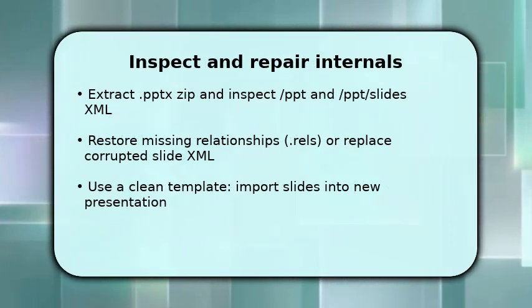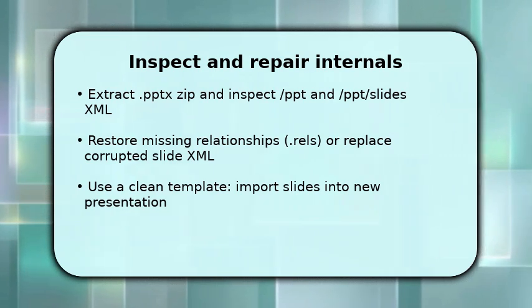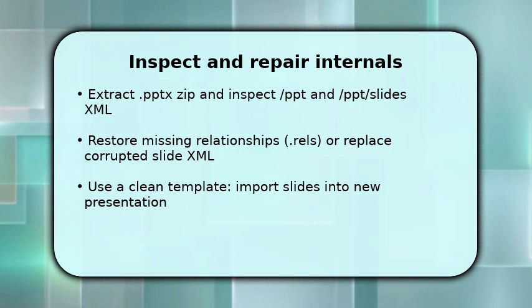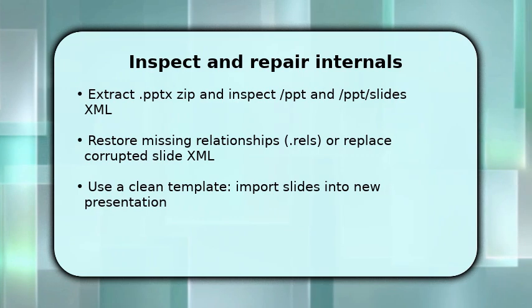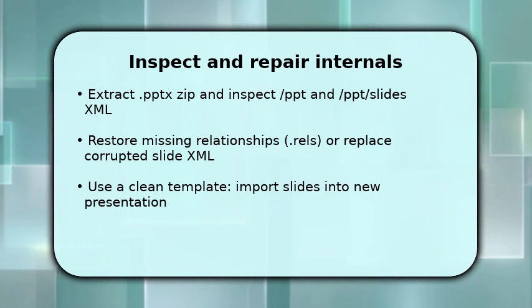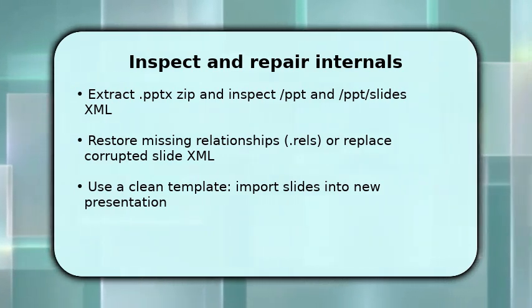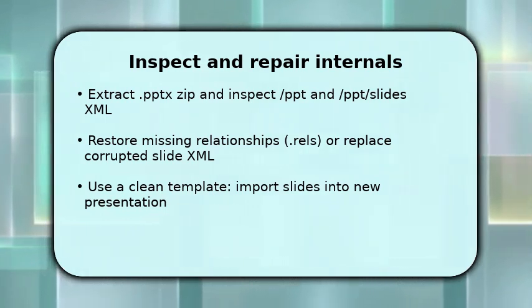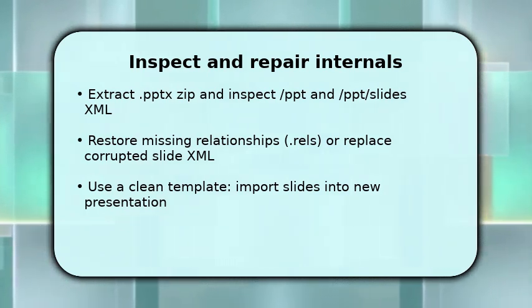Once the file is extracted, open the /ppt and /ppt/slides XML files to locate broken tags, encoding issues, or missing relationship entries. These cause read errors. You can restore rels files from a backup or recreate relationships manually and replace any corrupted slide XML with a known good slide. If editing XML is risky, import slides into a new blank presentation using insert slides from other presentation. This often bypasses damaged metadata while preserving visual content, making recovery safer and faster.